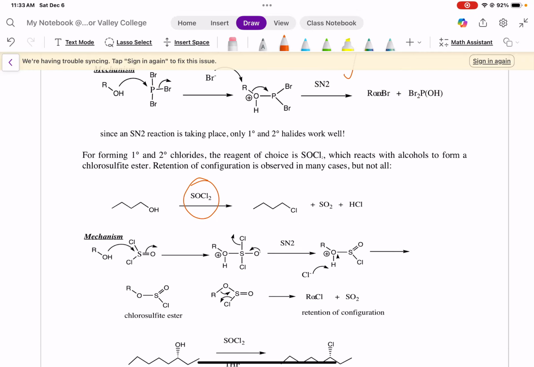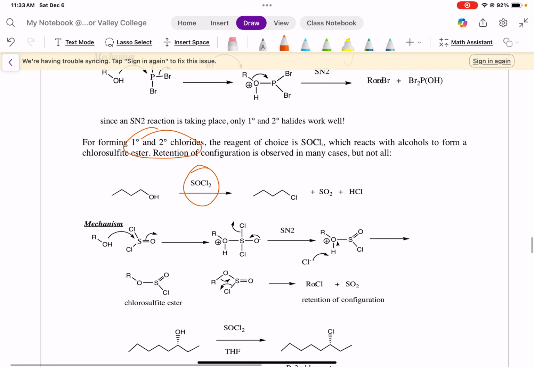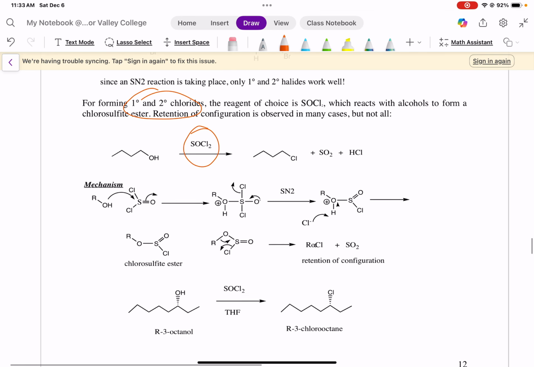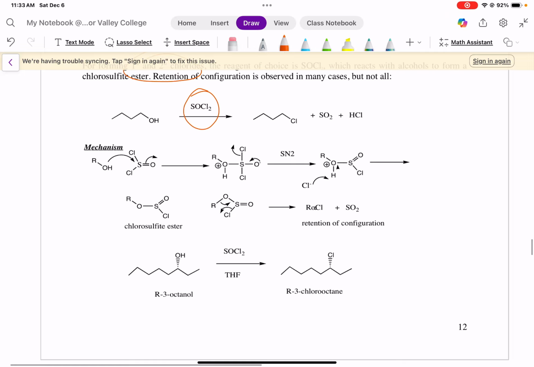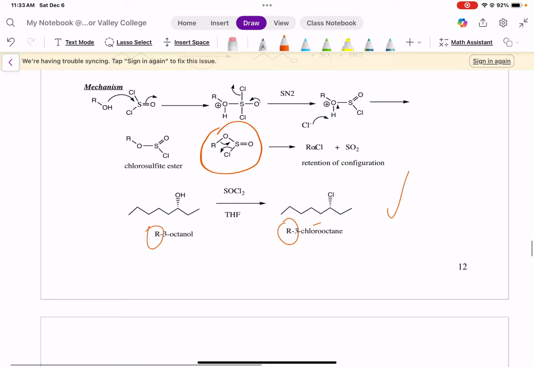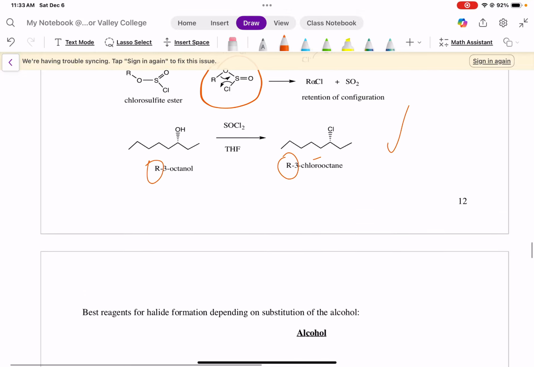Okay, SOCl2 is a good one. Alternative for alcohol, like primary or secondary alcohol. We want to replace the OH with the chloride. And notice that the reaction happened just a simple replacement, and it's just a simple transferring. So it's not like an SN2, so it doesn't affect the stereochemistry. So that's 100%, in theory, the retention of stereochemistry.